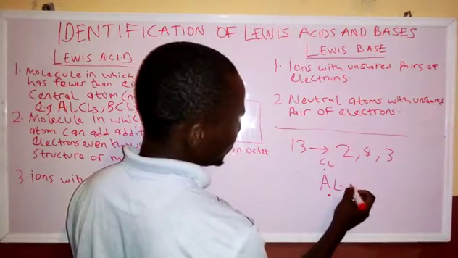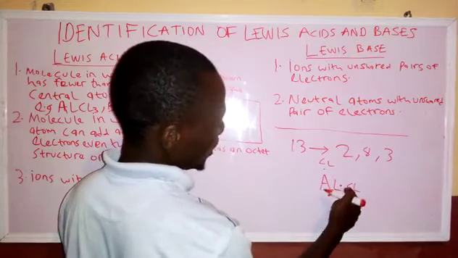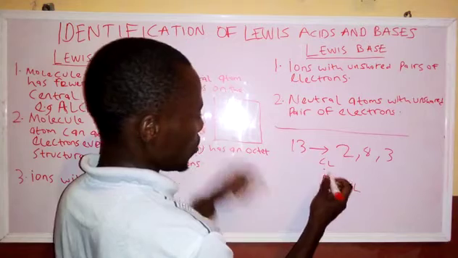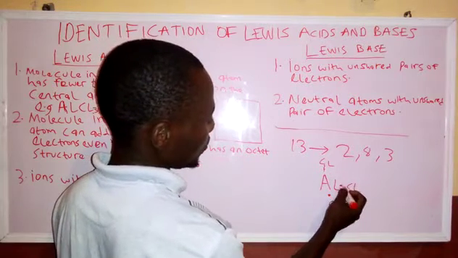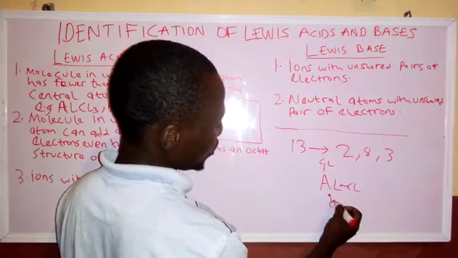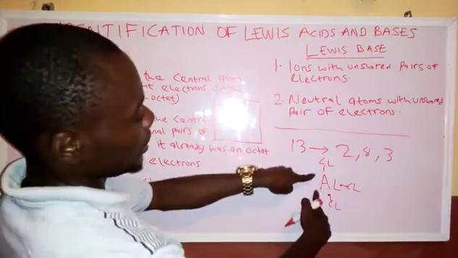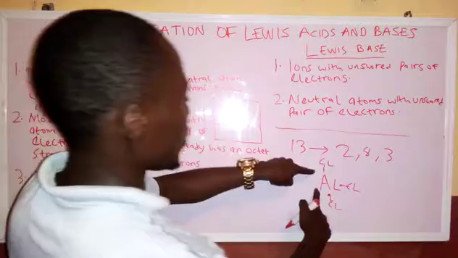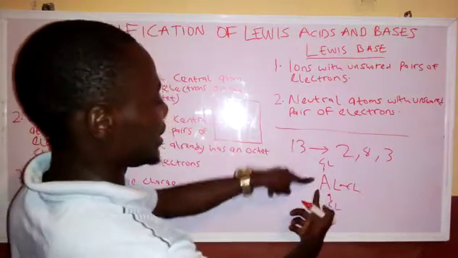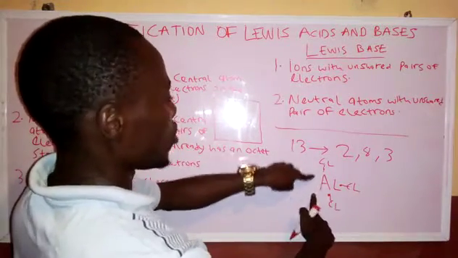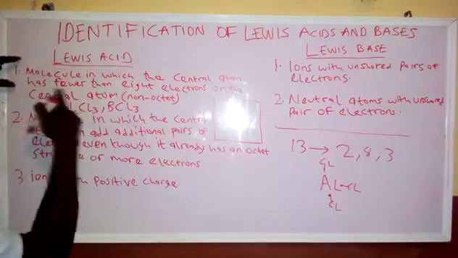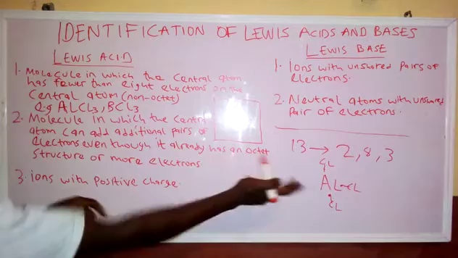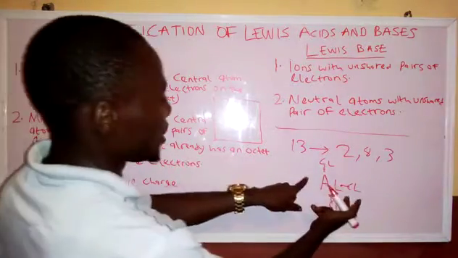Another Cl here to join with this electron, another Cl here. So now when they join together, this is what you have. So you will discover that there are no electrons here. There are no electrons here. So that means the electrons are not up to 8. Now you see, in this molecule the central atom has fewer than 8 electrons. Aluminium is the central atom here, so it has fewer than 8 electrons. So in that case, it's a Lewis acid.